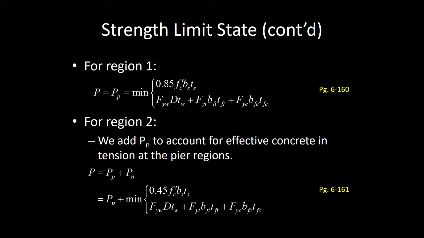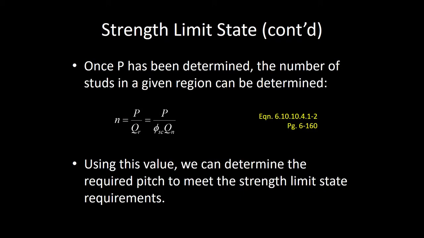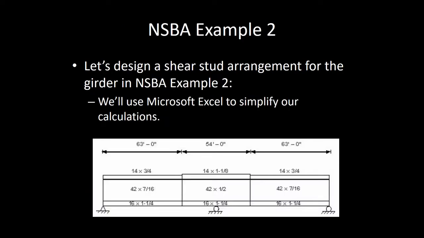When we look at pier regions, we tend to adjust our stud forces a little bit because the concrete's in tension, so it's not as effective. So there you go. All right. Then you just divide. You say, all right, here's the capacity of a stud. Here's how much load it must withstand. How many studs do we need? Like that's it. There's really not much else to say. If you go through and do the strength limit state calcs, you'll find it won't govern.